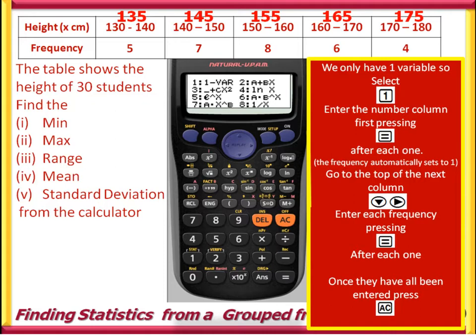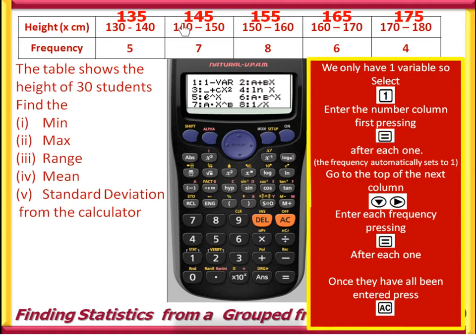And very, very important with a grouped frequency table, our x values that we input have to be the midpoints of our intervals. So if we have a look at our grouped frequency table again, our first interval was 130 to 140, so the midpoint of that is 135. How you get the midpoint is you add the two numbers together and divide by 2. So 130 plus 140 divided by 2 is 135.